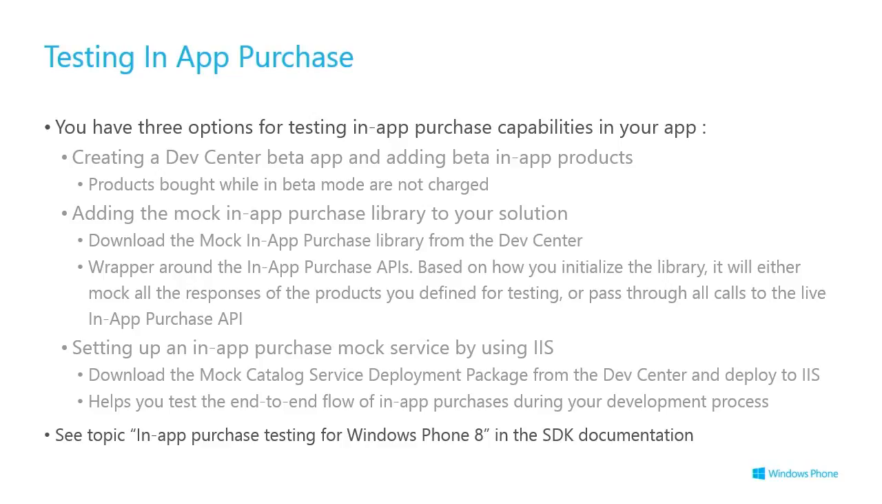As a third alternative to testing in-app purchase, there's also a way of setting up your own custom in-app purchase mock service in your own IIS. And again, there's full instruction in the documentation. This one has the advantage that it doesn't require you to submit any data up to the Dev Center, and it allows you to quickly test the whole end-to-end process and simulate the platform interaction between your app and the Windows Phone platform. You really need to pay a lot of attention to testing this stuff. It's obviously serious business when you're taking money off people in this way.